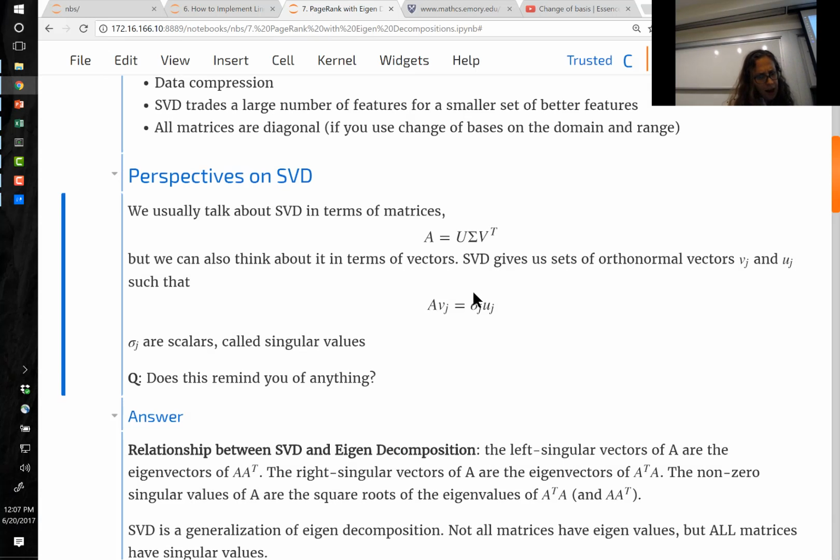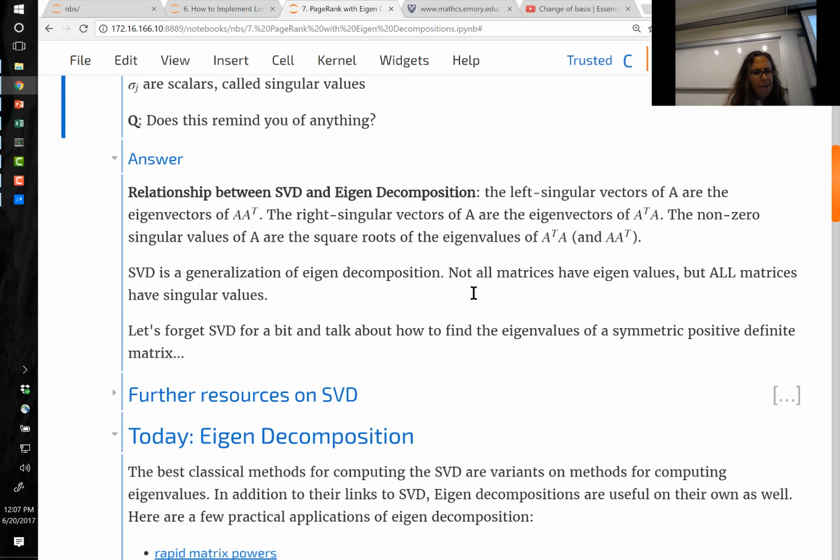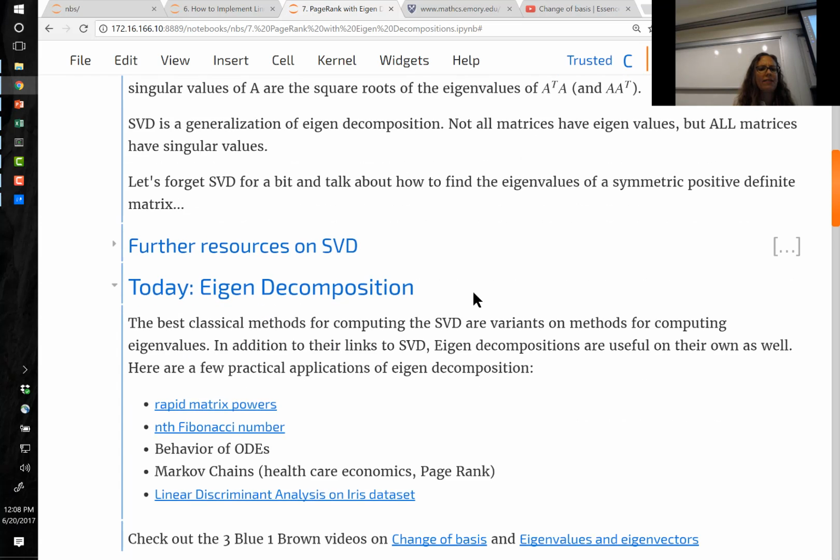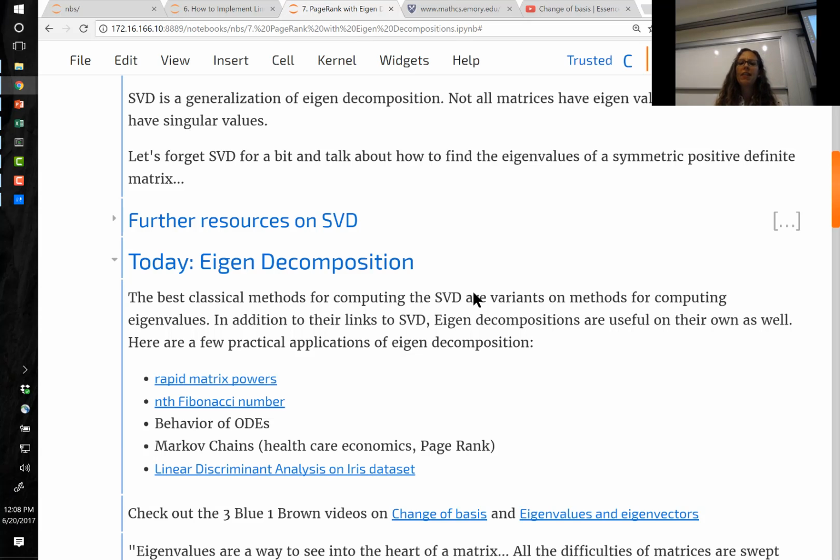So going back here, and I won't go into great detail about it, SVD is a generalization of eigen decompositions. Not all matrices have eigenvalues, but all matrices have singular values. We could probably guess that SVD was more general by the fact that U and V don't have to be the same vector. So we're going to switch from talking about SVD to talking about how to find the eigenvalues, which is a very closely related problem.